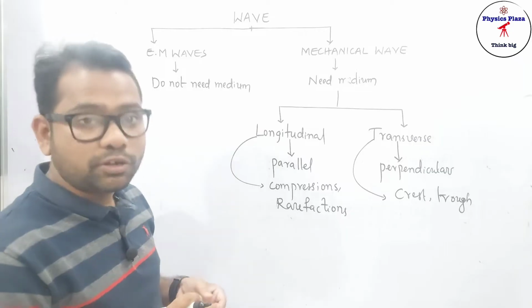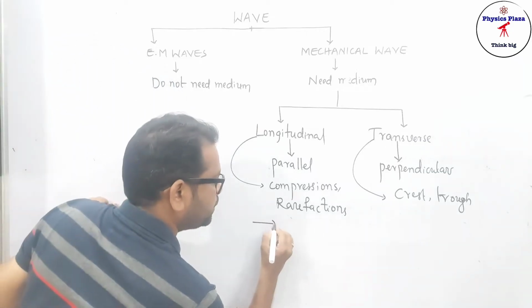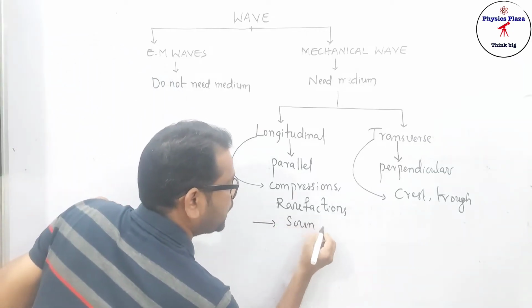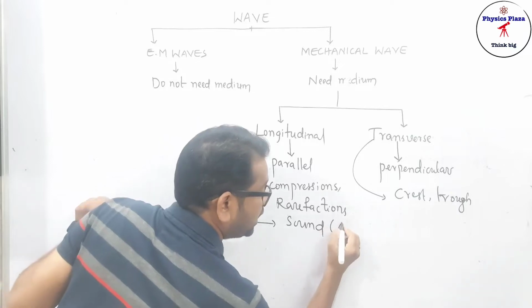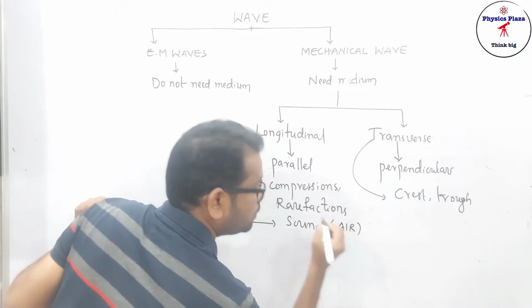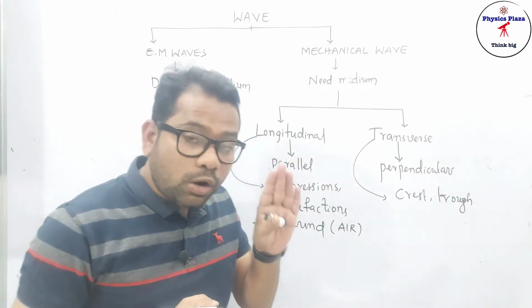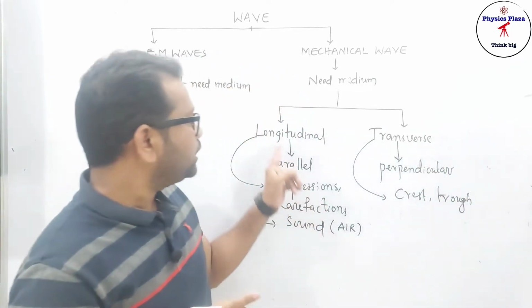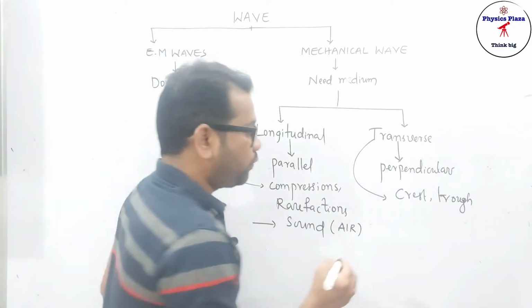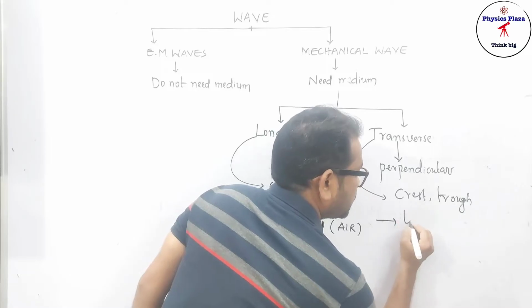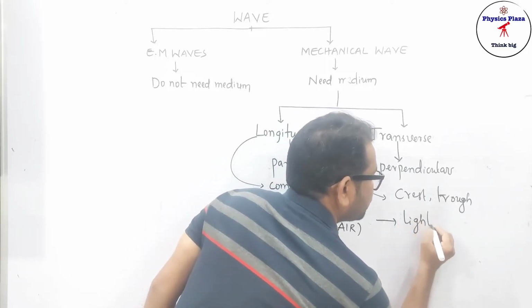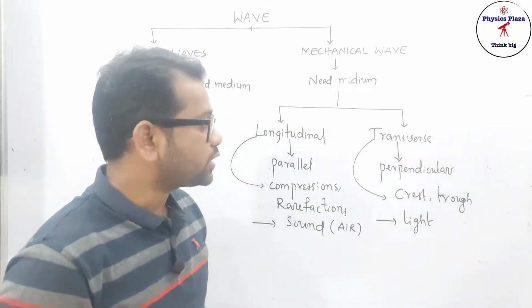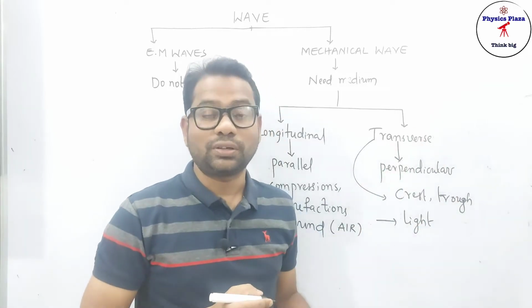And an example for a longitudinal wave, children, it's very important: sound can propagate in air. Strictly, I am talking about air, children. So, sound waves in air propagate in the form of longitudinal waves. Whereas under transverse waves, what comes here, children? Light waves. Light waves are transverse in nature.